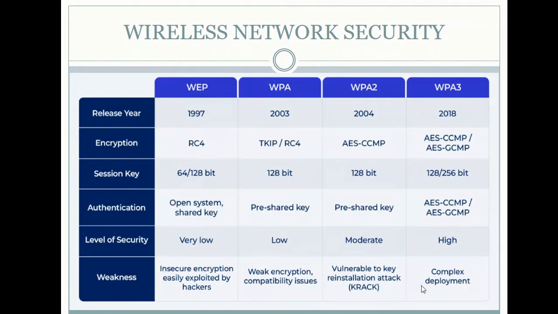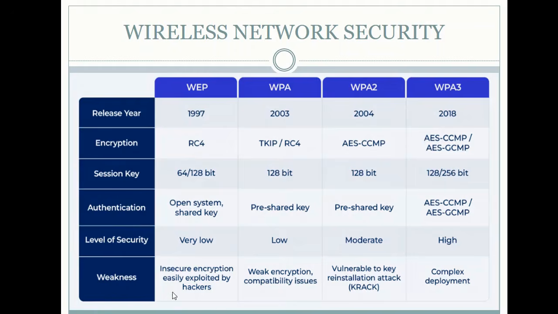So here is a comparison plot for all those four protocols: WEP, WPA, WPA2 and WPA3. These are the release year, encryption, what session keys are used, authentication, and the levels of security. Everything has been compared over here. And the main thing we have to consider here is the weakness.